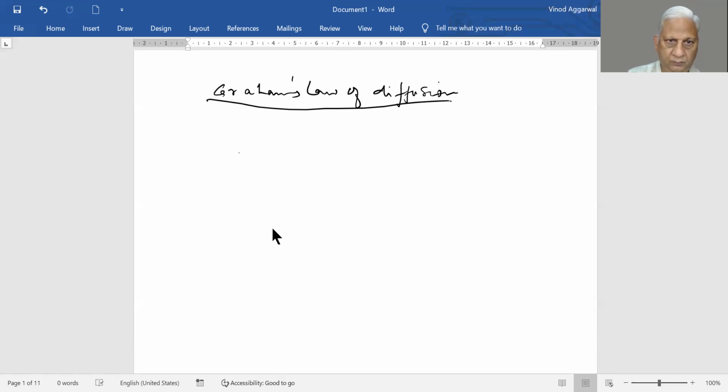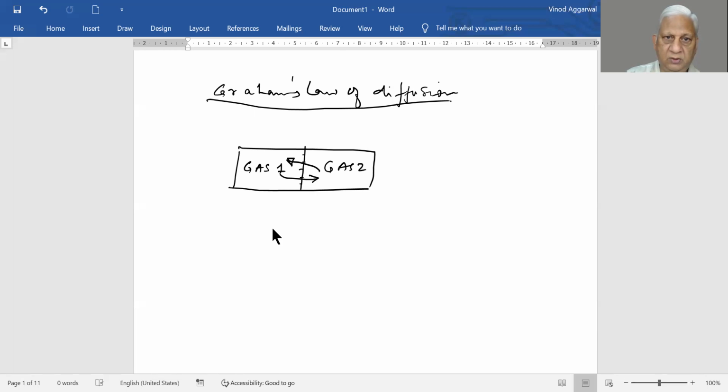Let us say you have a vessel which is separated by a chamber which has got perforations. This is gas 1, this is gas 2. And what will happen? Gas 2 will try to mix with gas 1 and gas 1 will try to mix with gas 2. This process of mixing of one gas with the other is called diffusion.